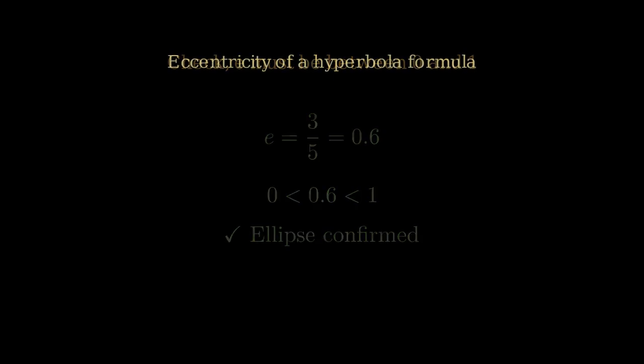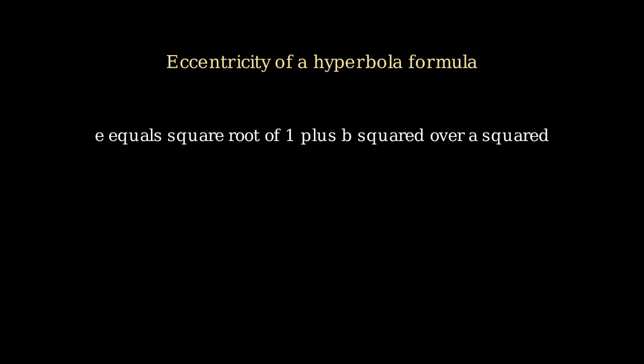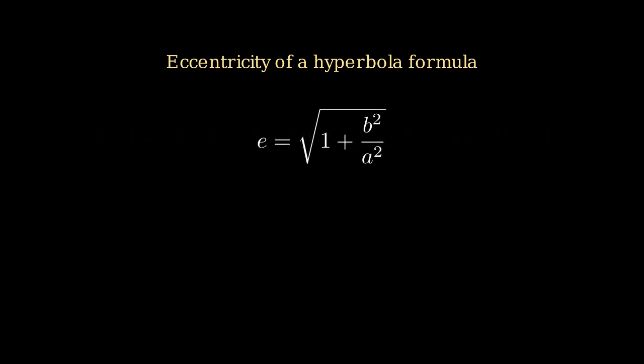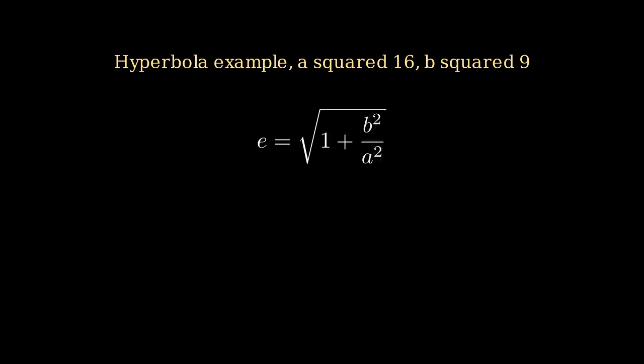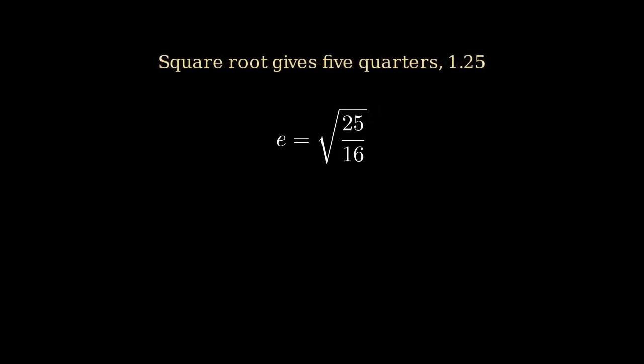Worked example, Part 3, the eccentricity of a hyperbola. In words, eccentricity equals the square root of 1 plus b squared divided by a squared. Take a hyperbola where a squared equals 16 and b squared equals 9. Inside the square root we get 1 plus 9 divided by 16, which is 25 divided by 16. The square root of 25 divided by 16 is 5 divided by 4, so the eccentricity equals 1.25.